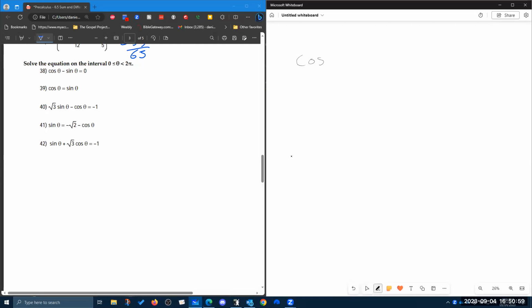So if cosine of theta minus sine theta is equal to 0, then we want cosine theta equals sine theta. And I want 1 equals tan theta. It's only legal to do this to make a tangent because we have not changed the domain at all when we do this.